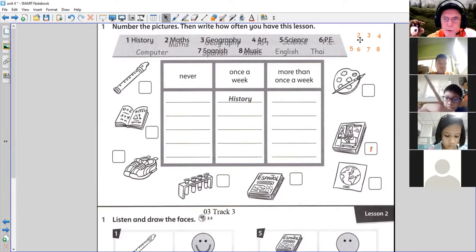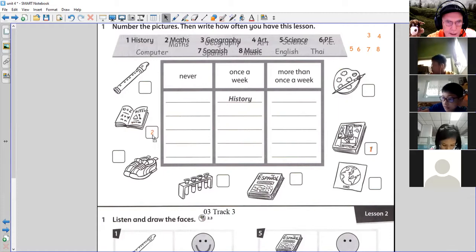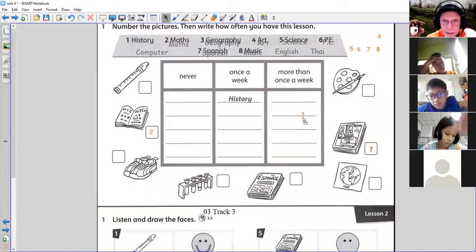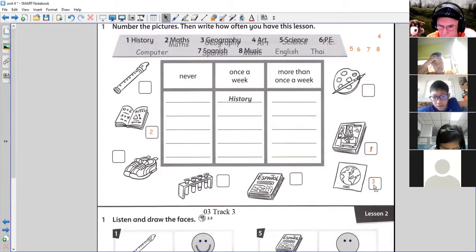And number 2 is maths, which some people like, some people don't like, some find it easy, some find it difficult, okay? And number 3 is geography. Geography, I don't think you have in Thailand, but I like geography. Geography is you learn about the world, okay?